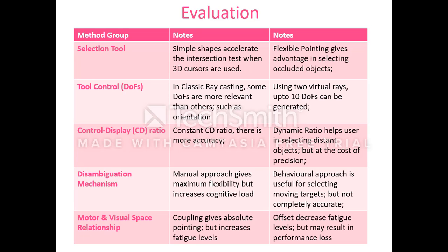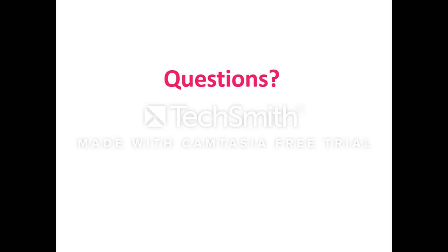Finally, in motor and visual space relationship, we have coupling, which gives absolute pointing, right? So you have to raise your hand up to point, but it increases fatigue levels. So you have to raise exactly the way, to match the motor and the visual space. But in case of offset or clutching, that decreases fatigue levels, but it may result in performance loss. So that's about it for the 3D object selection techniques. Any questions?